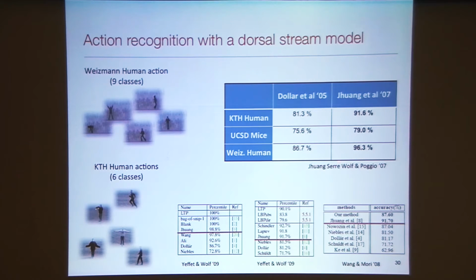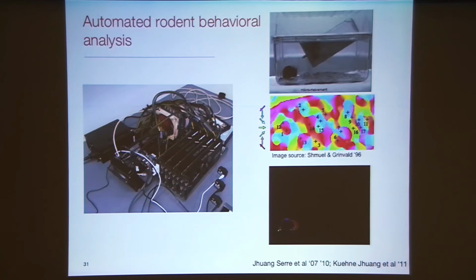In a paper we published a couple of years ago, we tested this model of the dorsal stream for the recognition of human actions. Back then, the system was state-of-the-art. By now, there are many systems that are outperforming it, but still, a couple of years ago, it was among the top contenders. We are so happy about the performance of this model of the dorsal stream for the recognition of action that we decided to use it in a real-world scenario for the automatic monitoring and analysis of rodent behaviors.